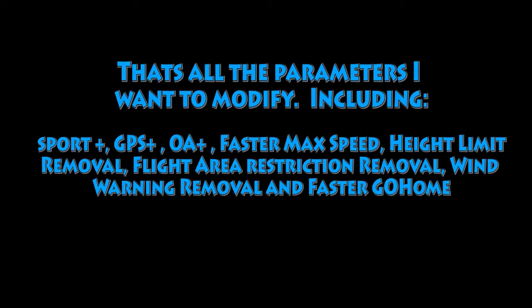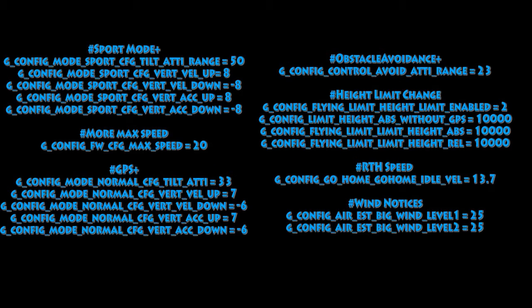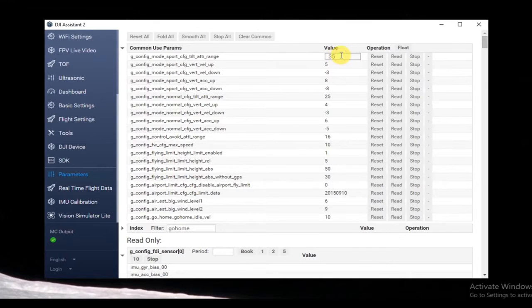We've basically added all of the different options to the list. This is everything that you can do to it. It's faster, sport mode, GPS mode, obstacle mode, height limit removed, no flight limit removed, wind speeds removed, and basically everything. Here's a list just as a reference. I've got all these at feifeihu.com. It's always updated. So this is what all the parameters are going to be.